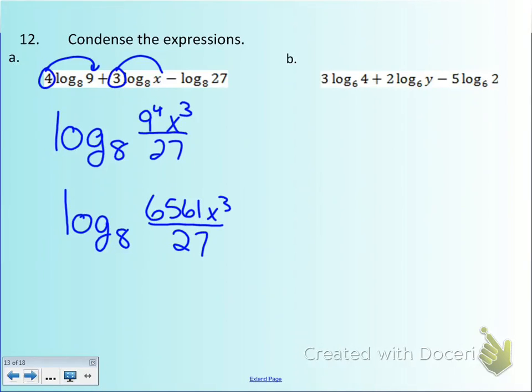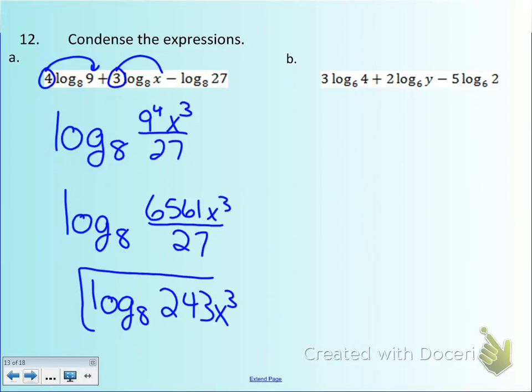Now, if you give me that as an answer, you'll get most of the credit on a quiz or a test, but you're not going to get it all because we always want to make sure we simplify our fractions. So we have log base 8, and then 6,561 divided by 27 is the glorious answer of 243. And then we still have this x cubed with it. And that is your final answer for that condensing problem.